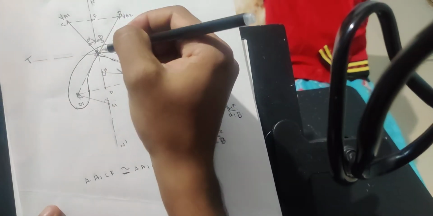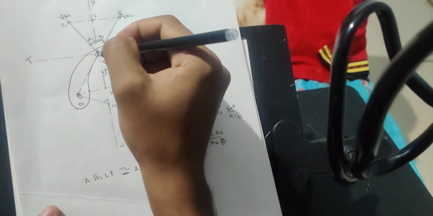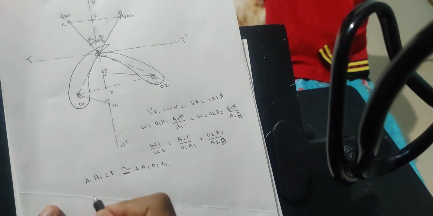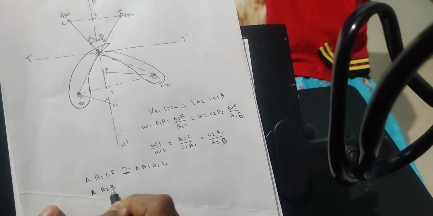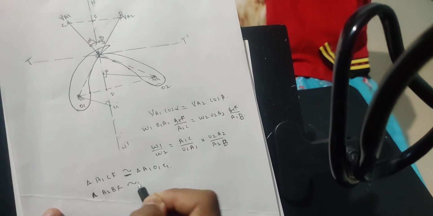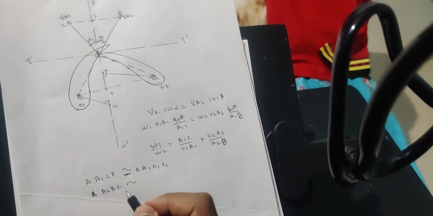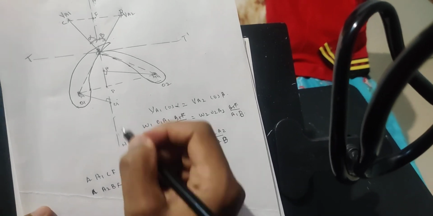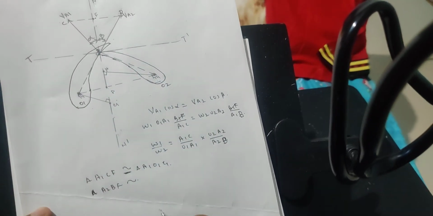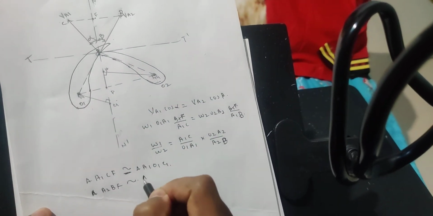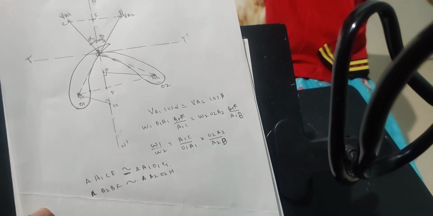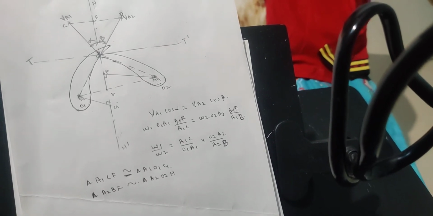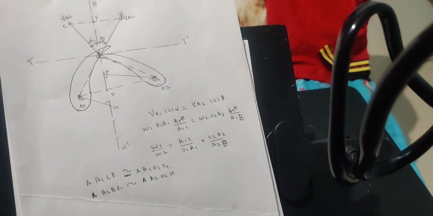Similarly, I can write the same thing here. Triangle A2BF is similar to triangle O2HA2. So this is the triangle I can take as a similar triangle, A2O2H.